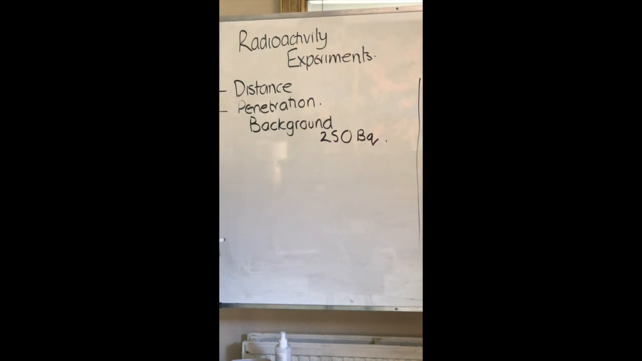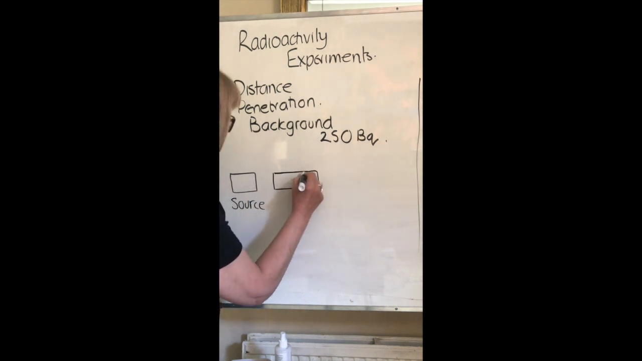Now let's think about the experiment. Let's do number one, the experiment to differentiate between the three types of radiation in terms of how far they travel. So what do we need for this experiment? The first thing we need, of course, is our radioactive source. And the second thing we need is a Geiger-Müller tube.